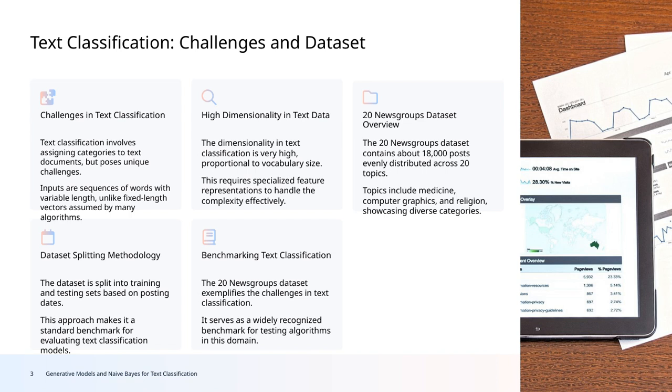Finally, let's talk about the nature of the data itself. Unlike fixed-length vectors, text documents are sequences of words with variable length. This variability introduces unique challenges because many algorithms expect inputs of a consistent size, so we need to adapt our methods accordingly. Understanding these aspects is essential as we explore different models, like generative models and naive Bayes, which are often used to tackle these challenges in text classification.